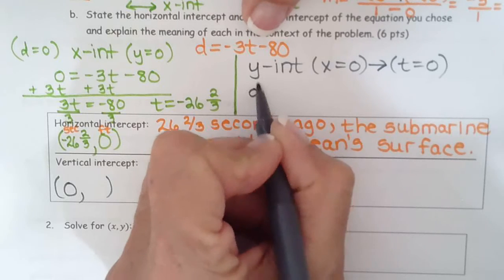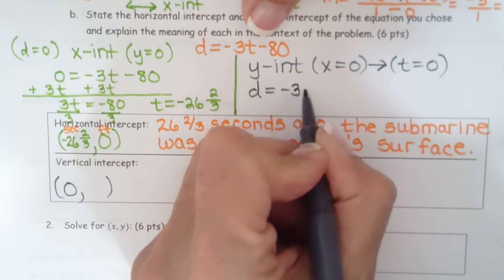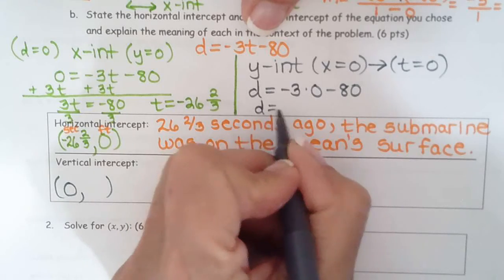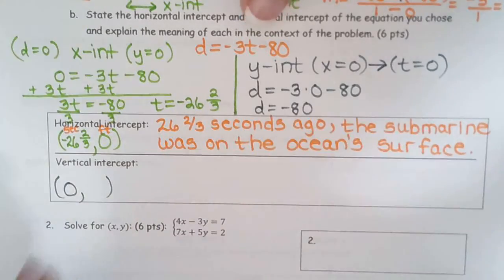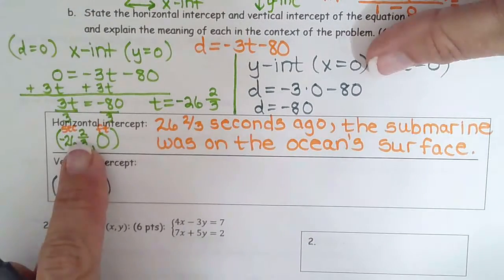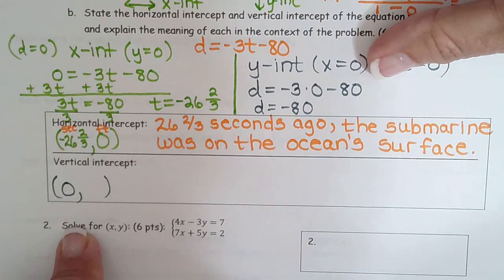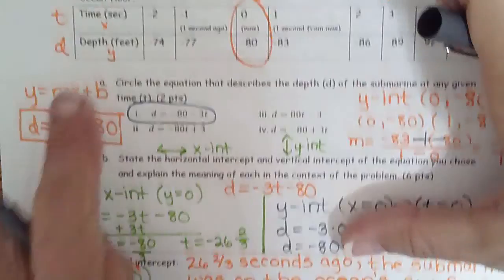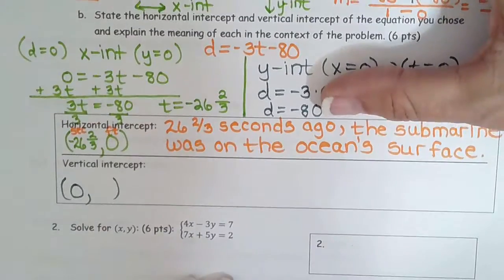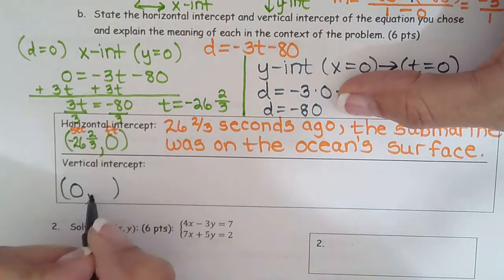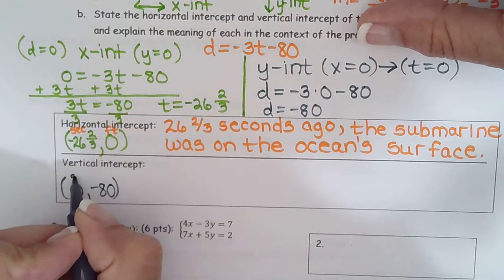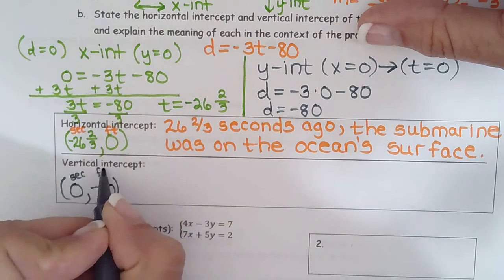So d equals negative 3 times 0 minus 80. Well, 0 minus 80 is negative 80. So the vertical intercept, remember how we said intercepts are always written as points. So that's why I set up the point before I even do the problem. D is the y, so in the y's place you put negative 80. So this is seconds, as we said above, and this was feet.